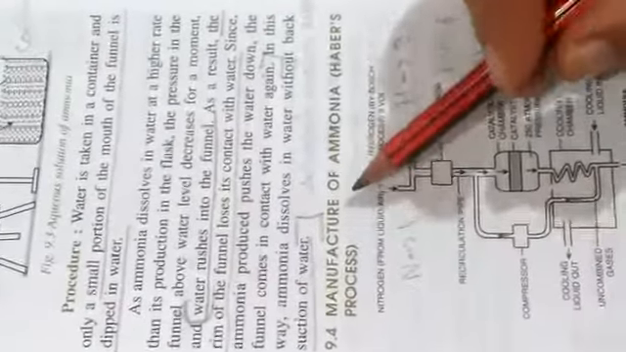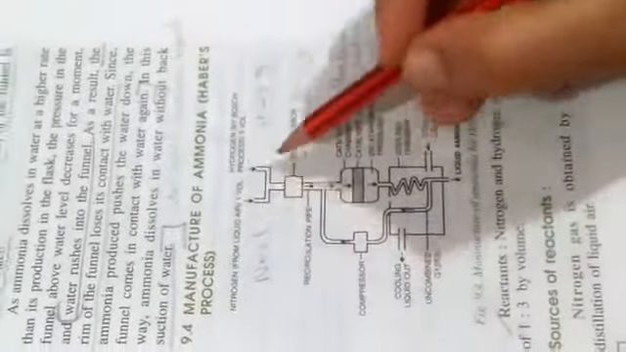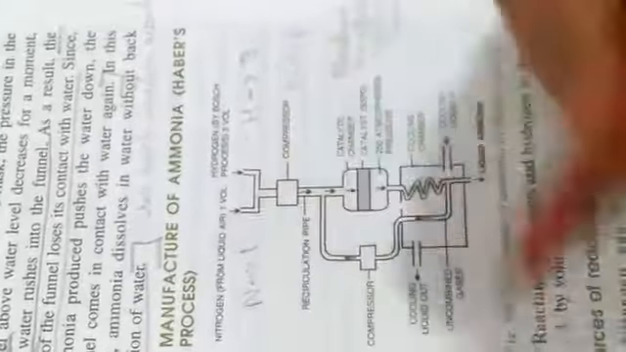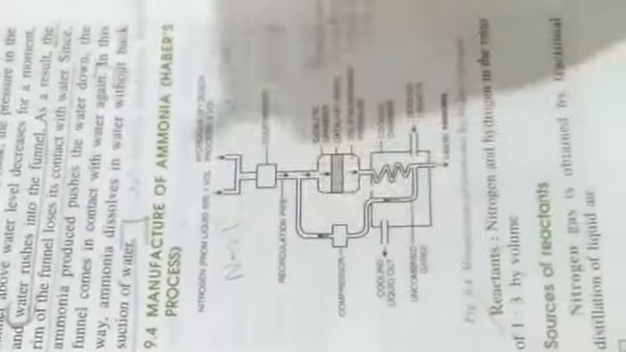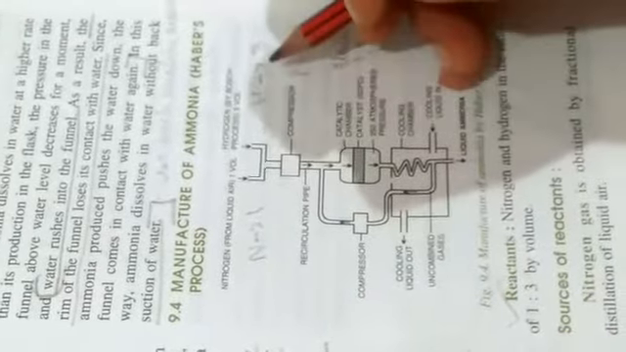Our topic is manufacturing of ammonia by Haber's process. In this process, here we can see two outlets. Figure 9.4, manufacturing of ammonia by Haber's process. So, two outlets are there, one for nitrogen and another for hydrogen. Nitrogen 1 volume and hydrogen 3 volume.